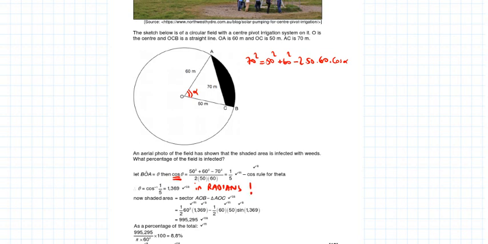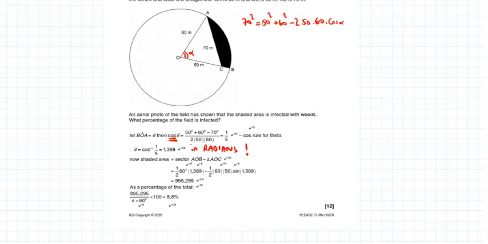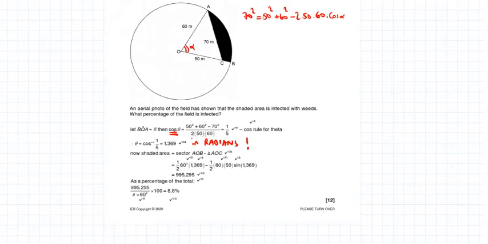And then since we got the angle now, it's the formula, as you see, area of sector minus area of triangle. So that's the shaded area. Shaded area is 995.296. So this divided by the whole circle area will give us the percentage. Okay. So applying cosine rule, then area of sector minus area of triangle. So we got the shaded area. Then we are done here.